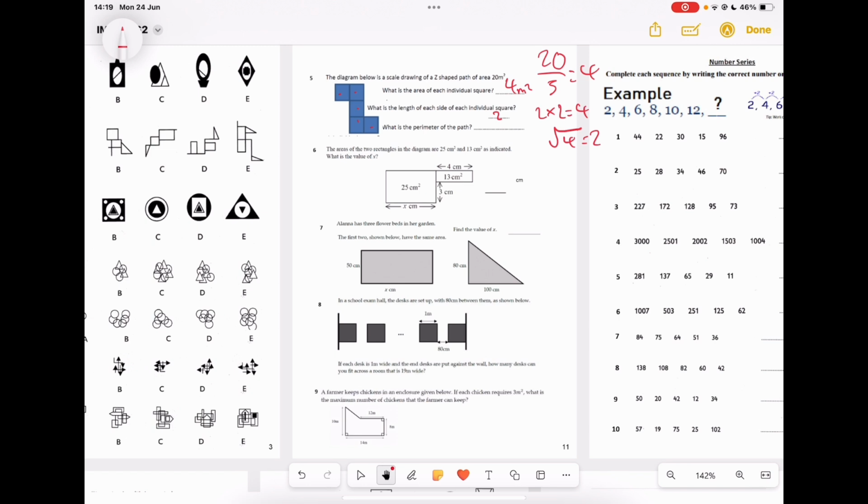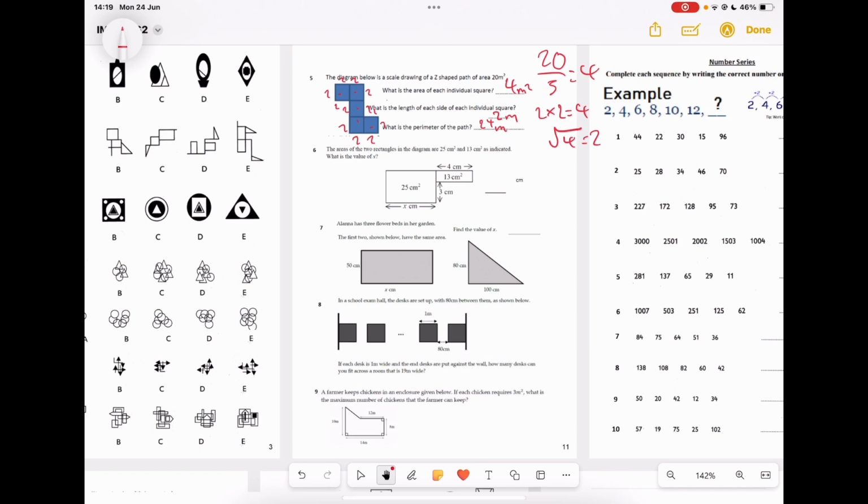And then the perimeter of the path, so each of these is 2, so 1, 2, 3, 4, 5. Well, you could say 2, 4, 6, 8, 10, 12, 14, 16, 18, 20, 22, 24. So the answer for that part is going to be 24. Okay, so that's 4, 2, and 24. The unit is going to be 2 meters, 24 meters.